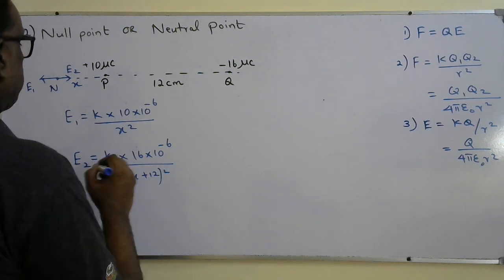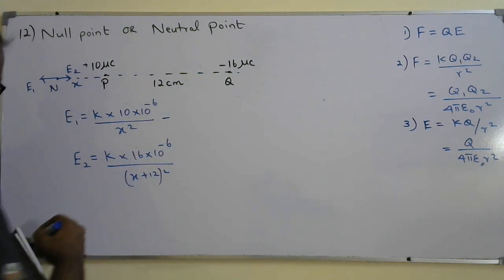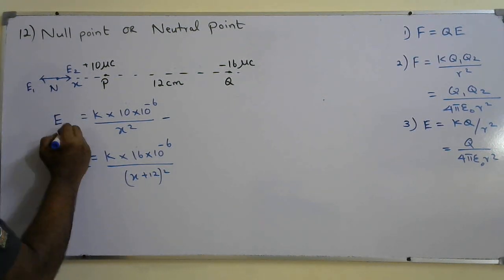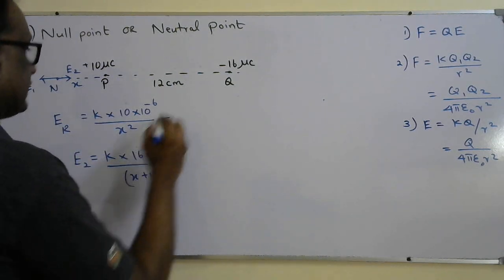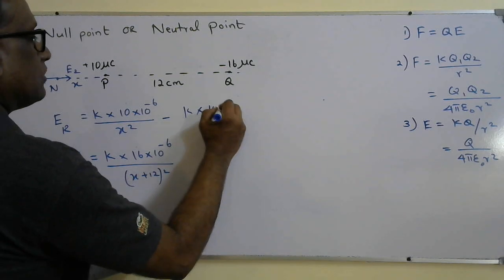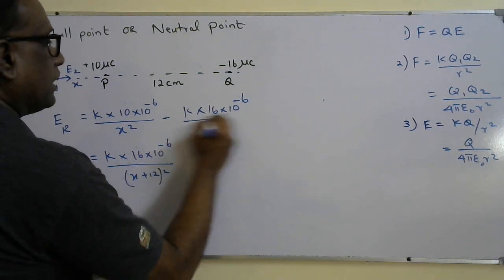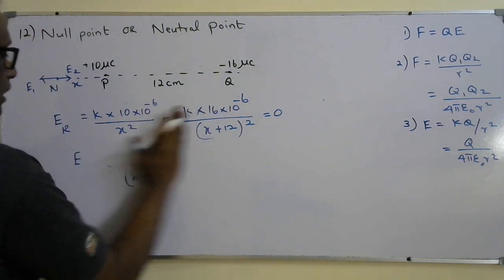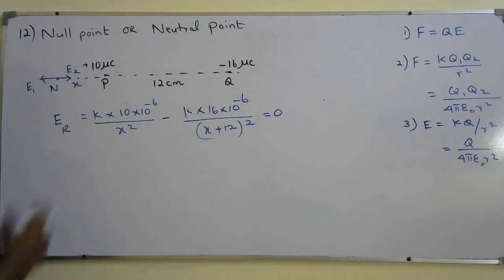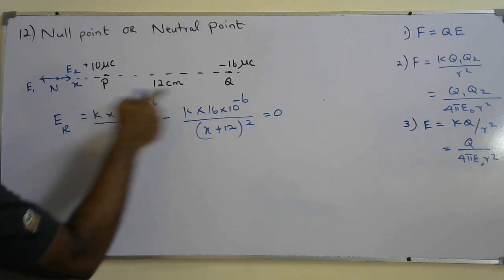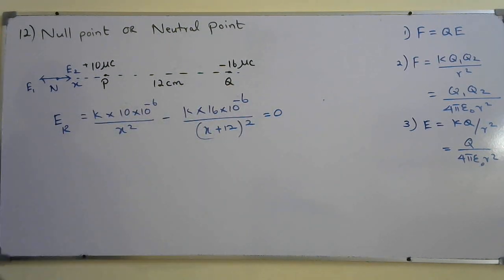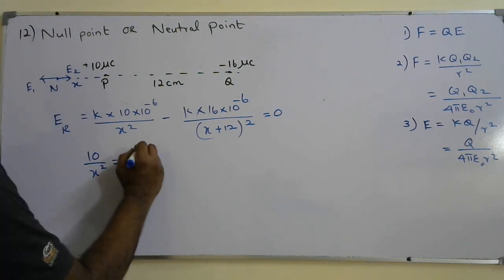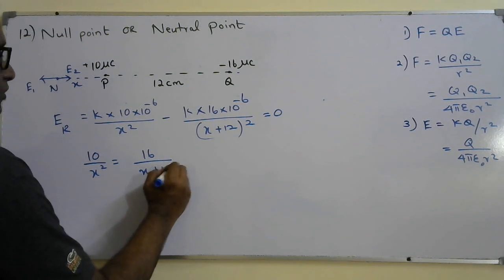Okay, so if it is a null point, E1 minus E2 must be equal to 0. So that is the resultant electric field strength, E resultant, must be equal to 0. E1 minus E2, k into 16 into 10 to the power minus 6 over (x plus 12) all squared, must be equal to 0. Okay, now maths, physics over, solve it, take it to the right side. So k will get cancelled, 10 to the power minus 6 gets cancelled, 10 over x squared is equal to 16 over (x plus 12) all squared.